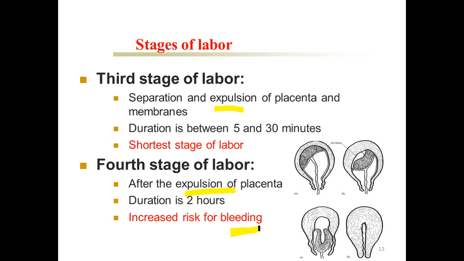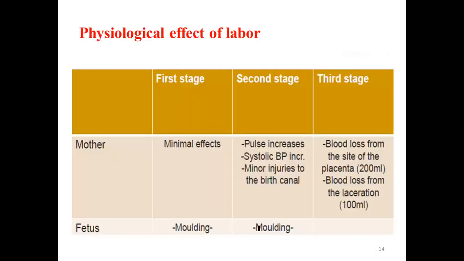Otherwise, there is a high probability of postpartum hemorrhage, which ultimately causes death due to hypovolemic shock secondary to excessive bleeding. So if you can see, actually, the most common cause of maternal death is usually postpartum bleeding. So what are the physiological changes, or the physiological effects, of labor?